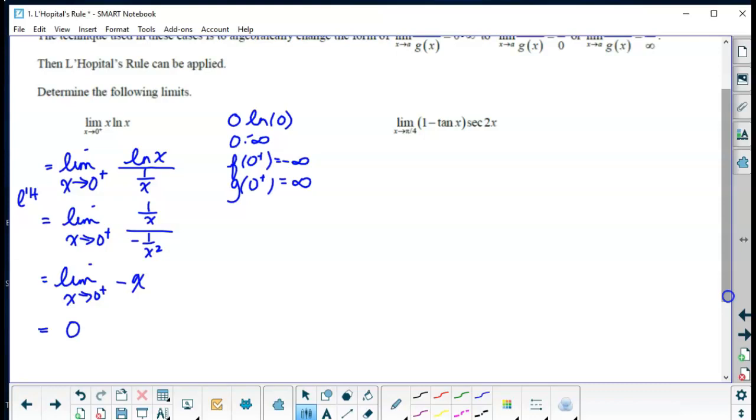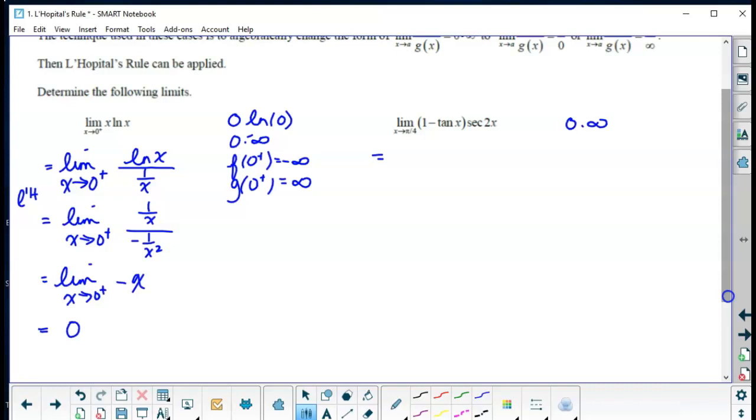So let's check this out. It's a product, pi over 4 for x. So tan of pi over 4 is 1. So 1 minus 1 is 0 times 2 times pi over 4 is pi over 2. Secant, so cos of pi over 2 is 0. So 1 over 0 is undefined. It approaches infinity. There's an asymptote.